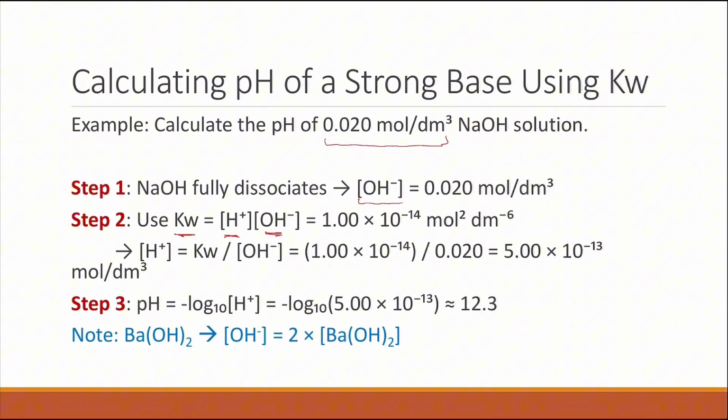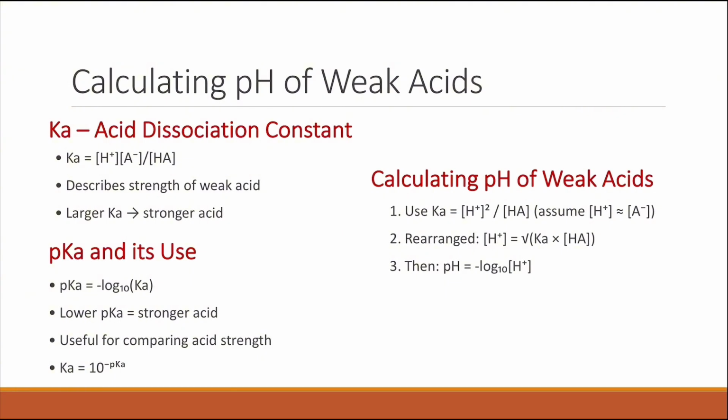So we can find the hydrogen ion concentration, which equals the ionic product of water, which will be provided to you in the question, divided by the hydroxide ion concentration, or the concentration of the base. Then you can calculate the pH as minus log 10 of that hydrogen ion concentration. Note that if you have a base like barium hydroxide, where 1 mole of the base gives you 2 moles of the hydroxide ion, then the concentration of the hydroxide will be double the concentration of the base itself. Now, moving on to weak acids.